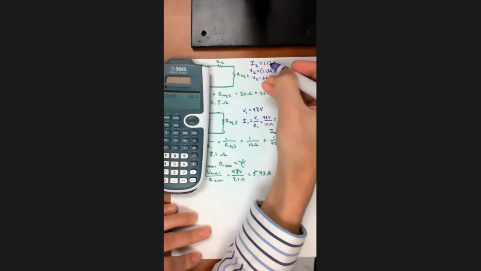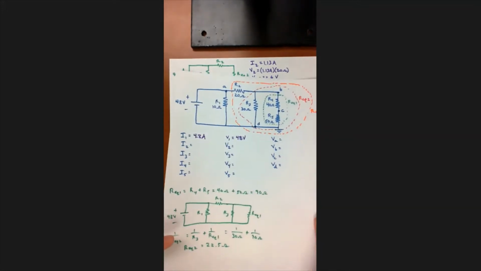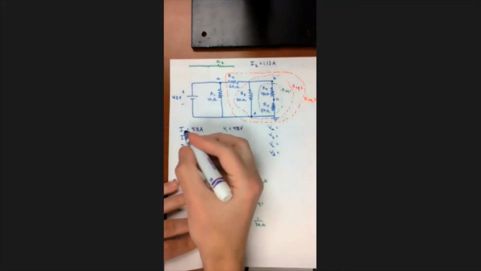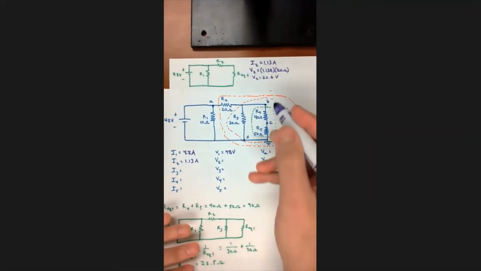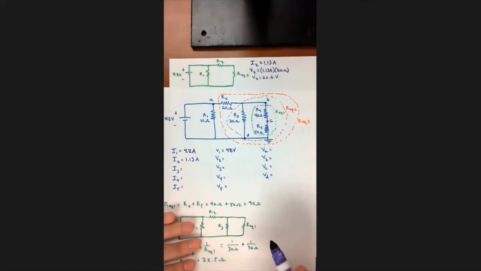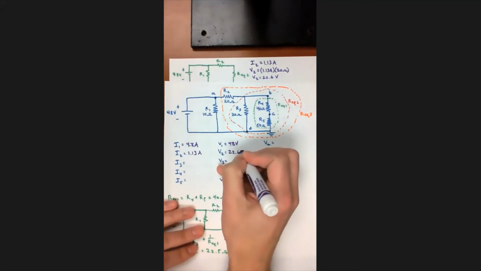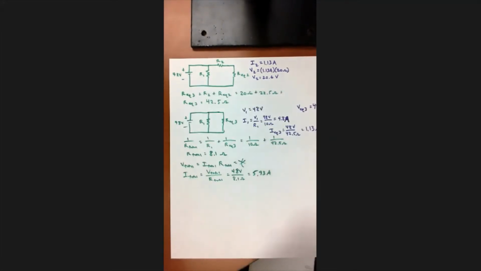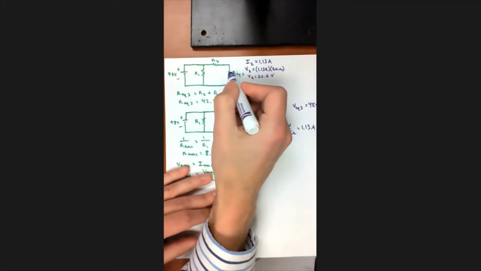22.6 volts. So these two are useful. I can write those in. I2 equals 1.13 amps, and V2 is 22.6 volts. Good. Now, I might also want to know something about R equivalent 2.